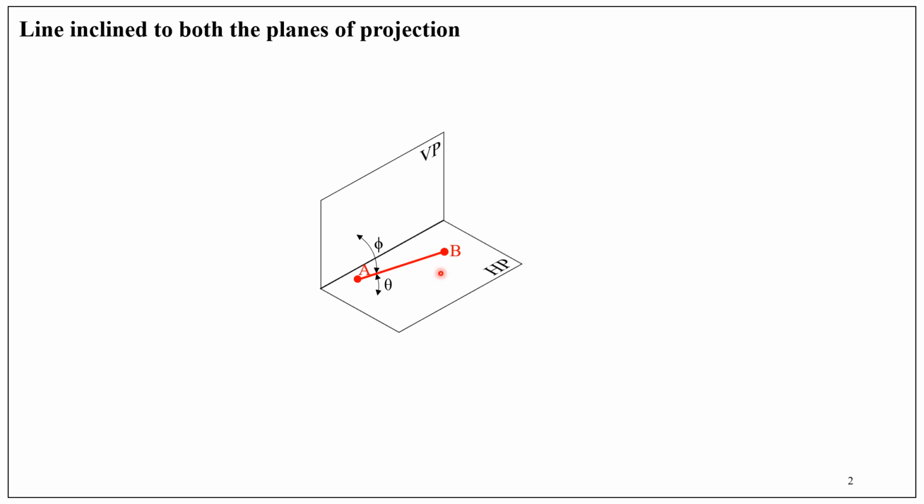Since the line is inclined to both the planes of projections, neither the front view nor the top view shows the true length of the line. Also, the front view will be inclined at an angle greater than theta. Similarly, the top view will be inclined at an angle more than the angle phi.